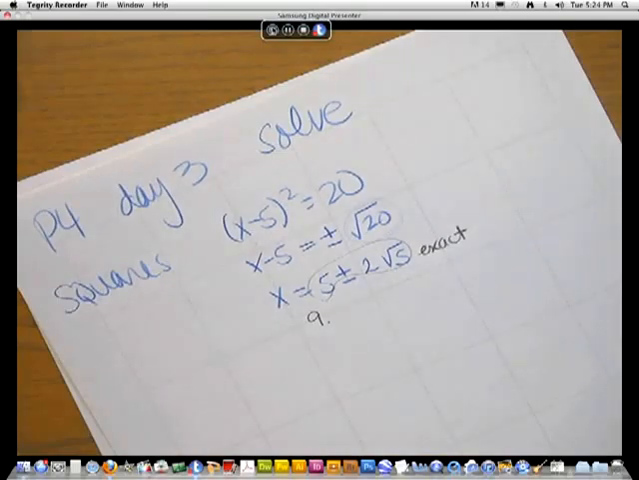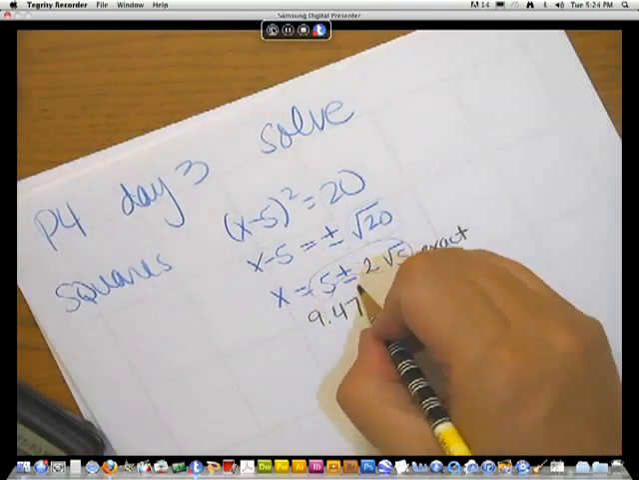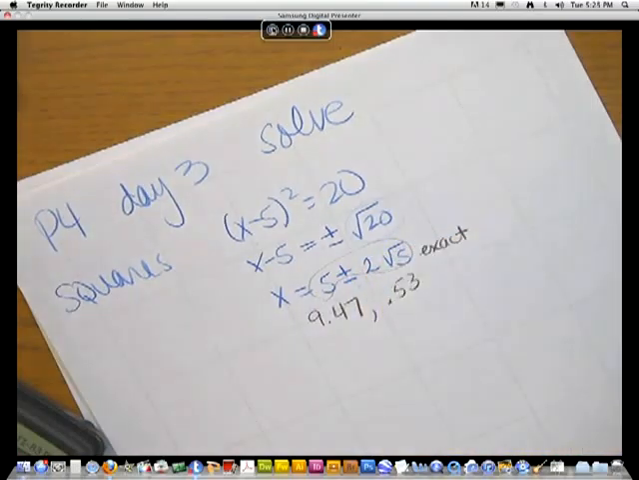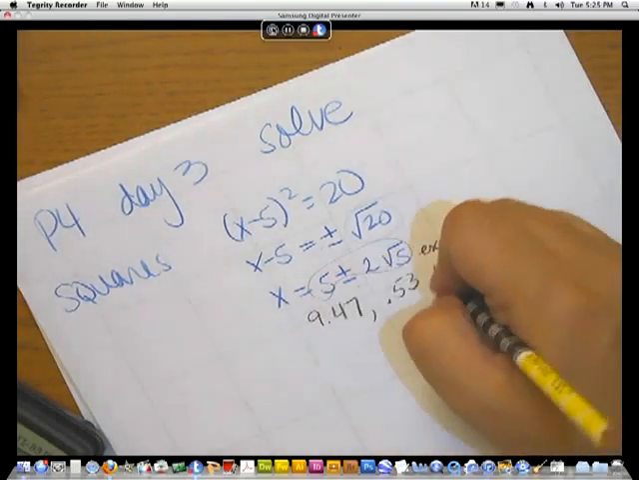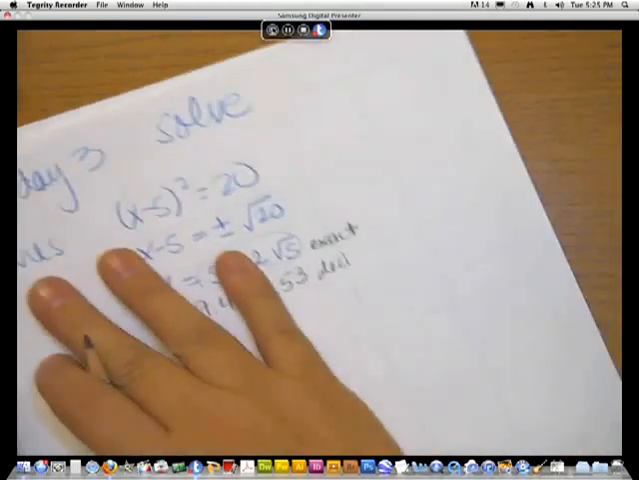Let me just quickly double check that. Yep. And then if you subtract 5 minus, you're going to get approximately 0.53. So those are your approximates and those are your exact answers.